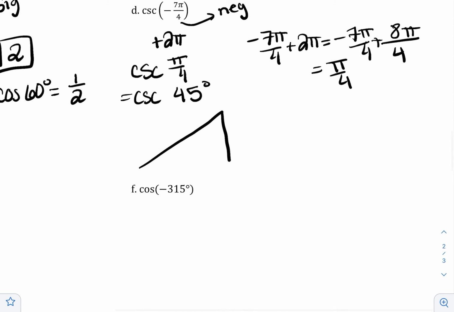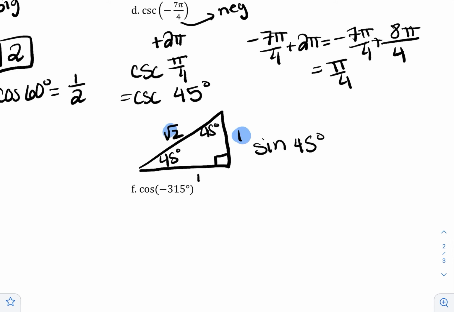So I'm going to draw my triangle. This was 45. This was 45. This was 1. This was 1. This was the square root of 2. So what I'm going to do is I'm going to find the secant of 45 degrees. I'm sorry, not the secant, the sine. And then I'm going to take the reciprocal. So sine is opposite over hypotenuse if I'm looking at this 45 degrees here, but they will both give you the same. So that's 1 over the square root of 2. So when I take the reciprocal, it's going to be the square root of 2.